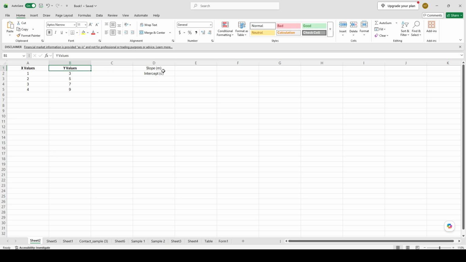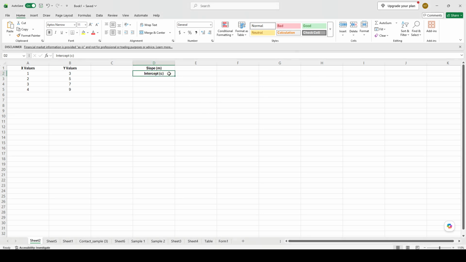The letter M usually stands for slope, which is the rate of change in the line equation. Then type intercept C in cell D2. The letter C stands for intercept, which is the Y value where the line crosses the Y-axis. Taking a moment to label these cells makes it much easier to understand what we are calculating.